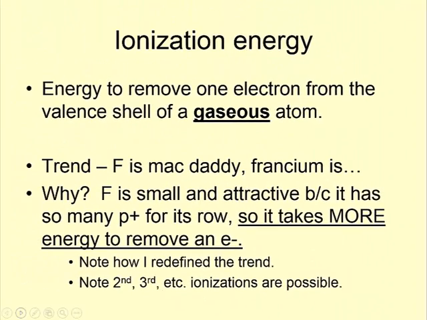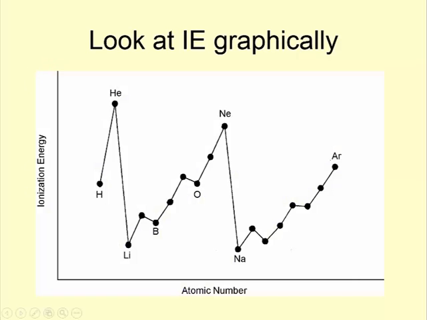Ionization energy. Definition: the energy to remove 1 electron from the valence shell of a gaseous atom. Ionization energy is remove 1. That makes you a +1 ion, unless you're already a +1, then it can make you +2.